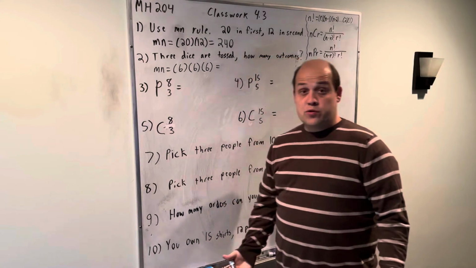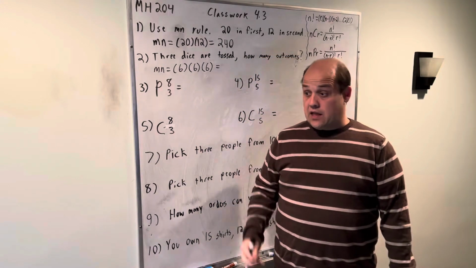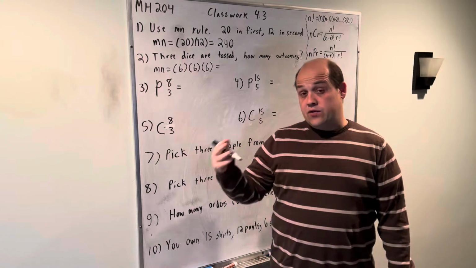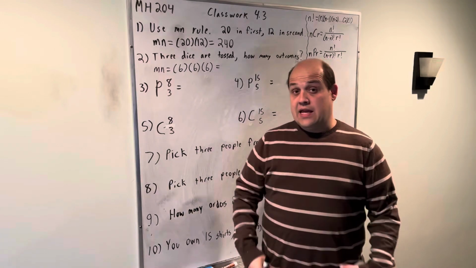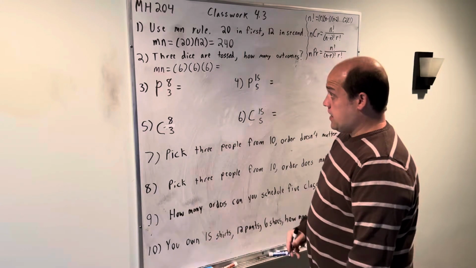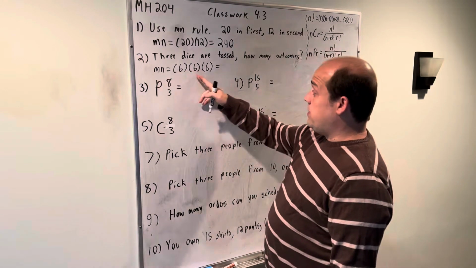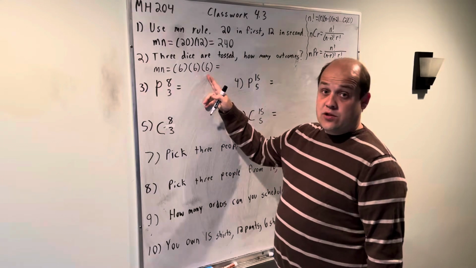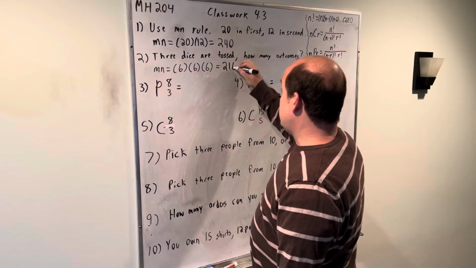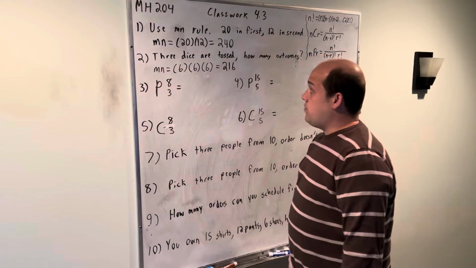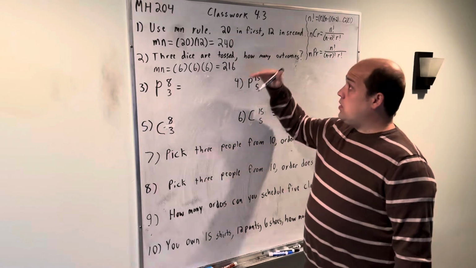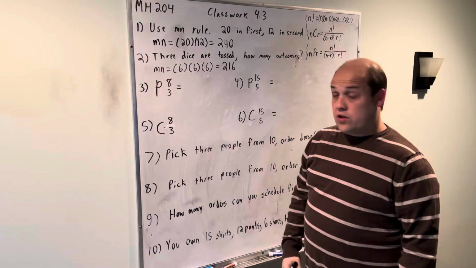If I'd been told there were 3 different types of dice, like one had 6 sides, one had 10 sides, one had 20 sides, I'd do 6 times 10 times 20. If they just say dice, it's assumed they're standard 6-sided die. 6 times 6 gives me 36, times 6 gives me 216. 6 cubed is 216, which is the total number of different outcomes I would have when I toss 3 dice. That MN rule is the way that the first few questions on the homework are phrased.